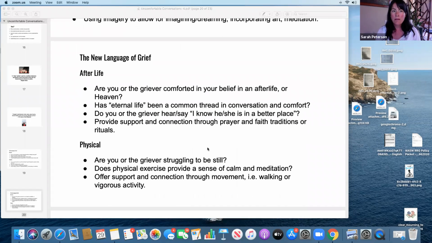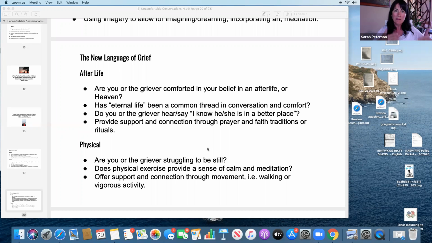Of course, the afterlife. Are you or the griever comforted in your belief in an afterlife or heaven? Ways to identify if this is the language of grief that either you or someone you're supporting is speaking is whether or not they're talking about it. Has eternal life been a common thread in the conversation? Do you find yourself saying they're in a better place? This is where religious ritual also has a part in offering that connection, using prayer, ritual, and religious faith traditions to connect and find that meaning with the person or for yourself.